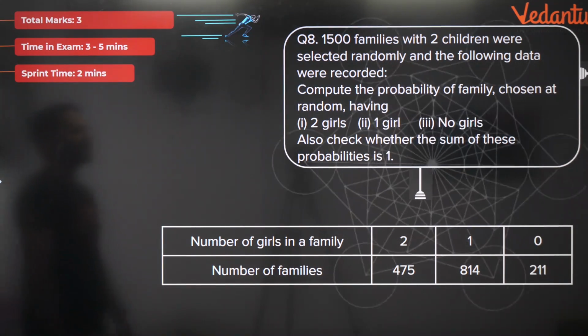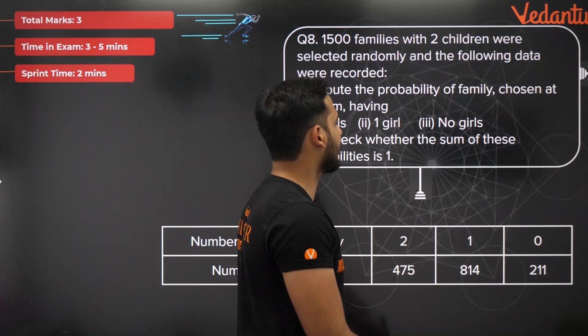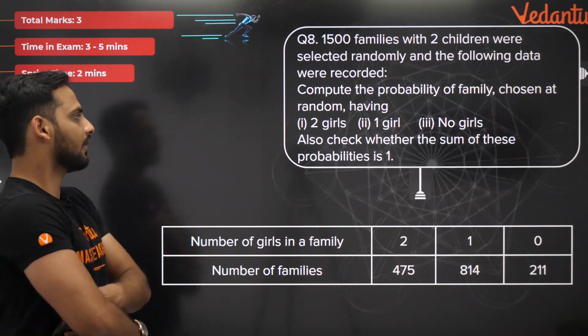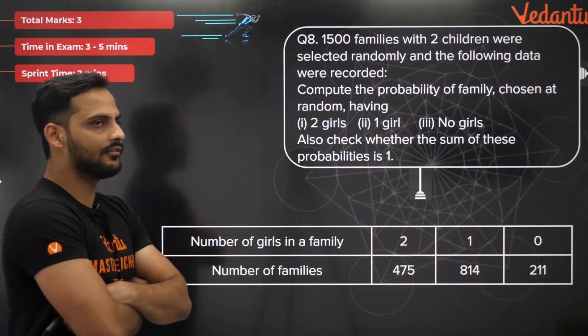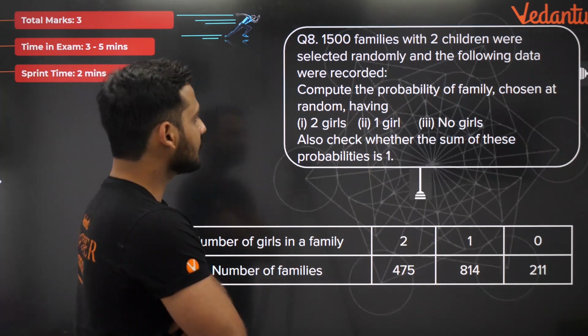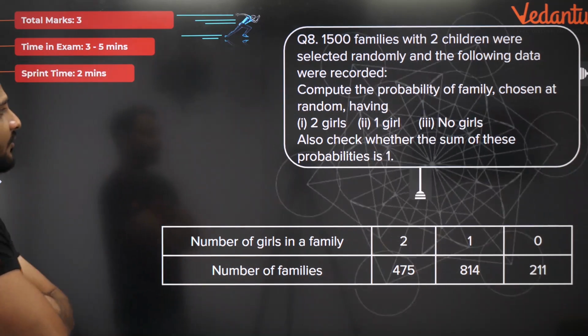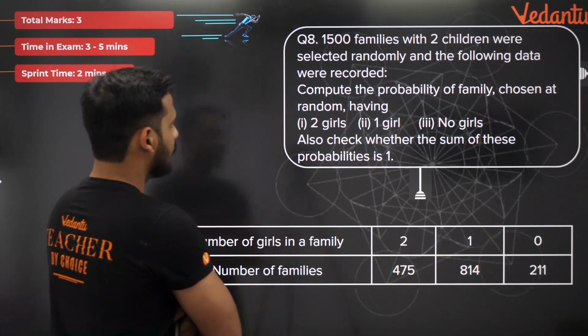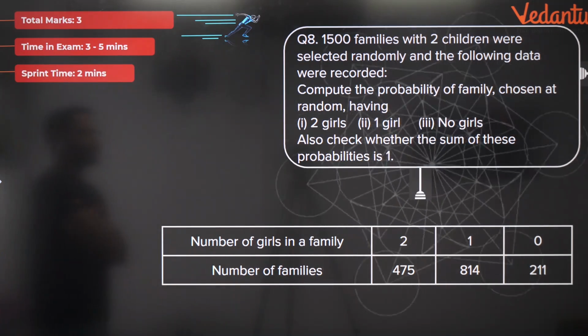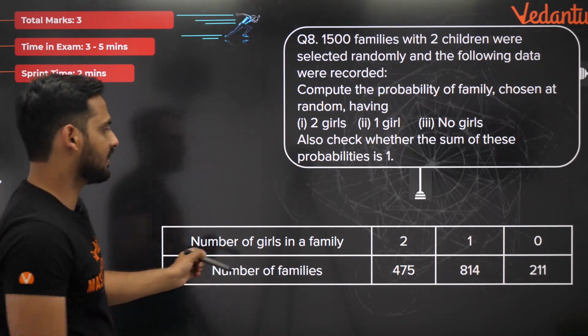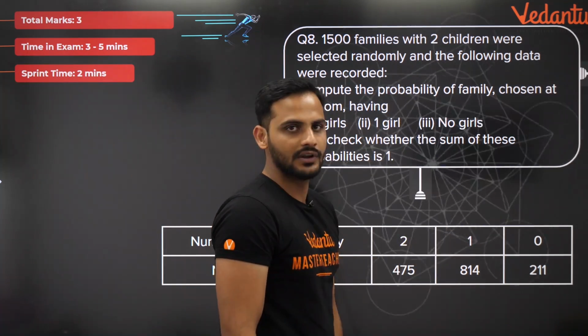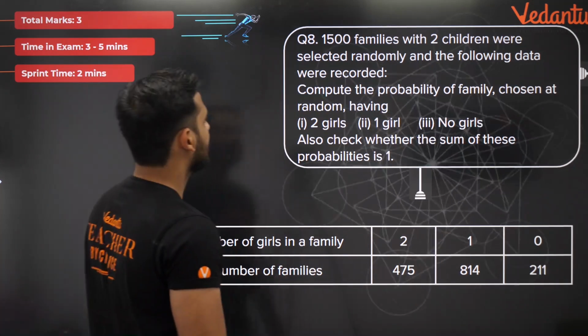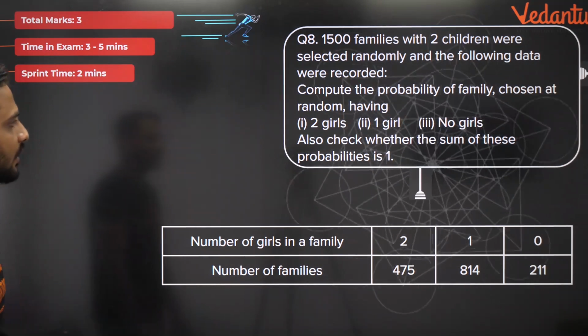Now 1500 families with 2 children were selected randomly, and the following data were recorded. So all these 1500 families have 2 children only. Now compute the probability of a family chosen at random having 2 girls, 1 girl and no girls. Also check whether the sum of these probabilities is 1. The number of girls in a family is 2, 1 or 0, and you have to calculate the probability of each.